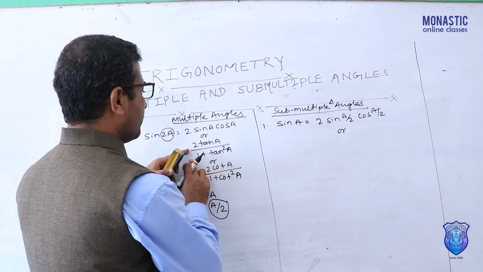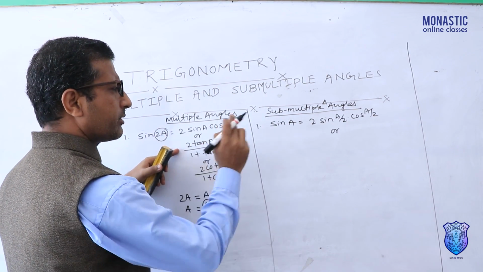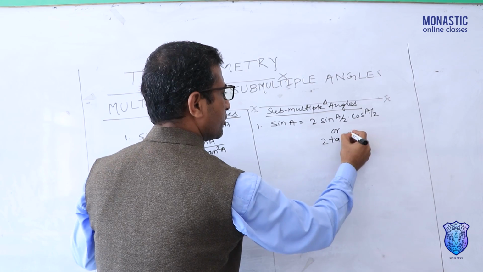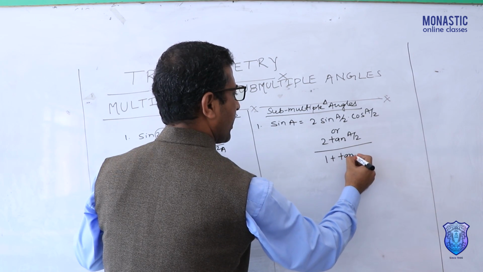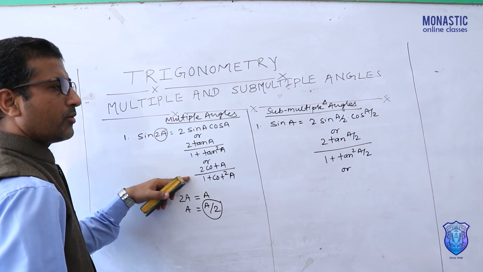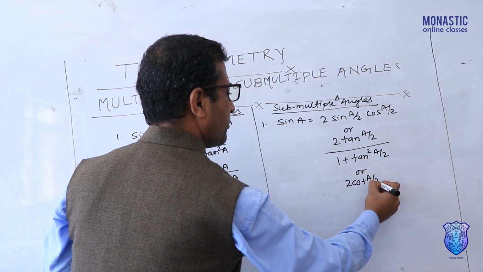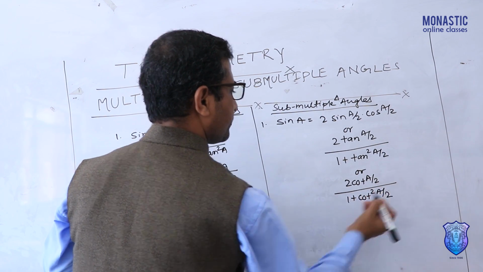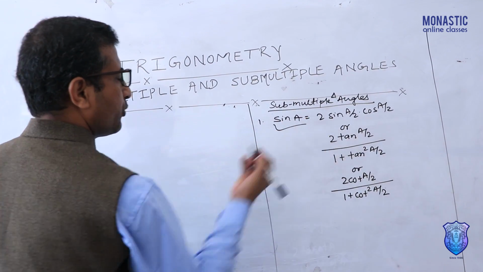Again, we have the second formula, 2 tan A by 1 plus tan square A. Same changes: where there is A, we write A by 2, so it becomes 2 tan A by 2 divided by 1 plus tan square A by 2. The third formula, with the same changes, is 2 cot A by 2 by 1 plus cot square A by 2.